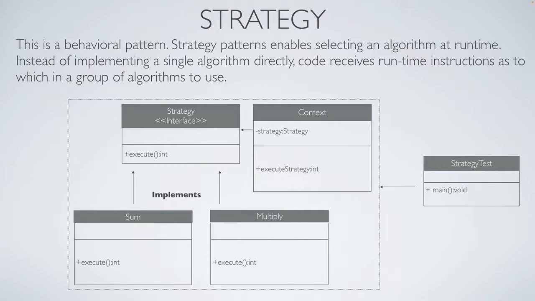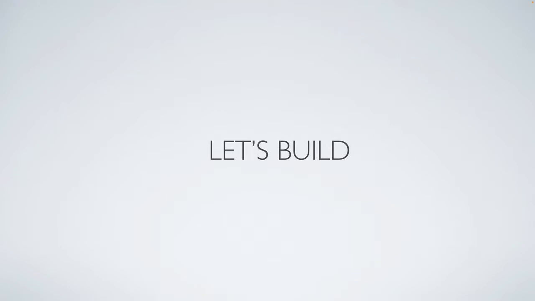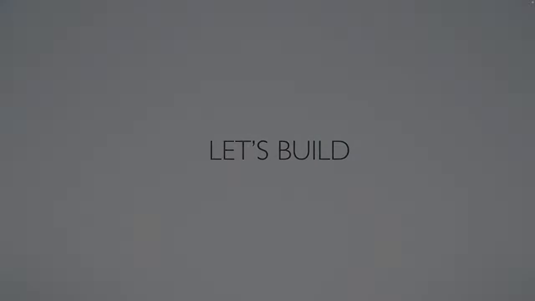Let's take an example where we have a strategy interface and two strategies. One is sum strategy and the other one is multiply strategy. Sum strategy and multiply strategy will implement the strategy interface, and within the context, we will decide which strategy to use. By passing sum strategy, the context will execute the corresponding methods within the sum strategy, similarly for multiply. And we have a strategy test that will help us execute this scenario. Let's build this example and see how it works.